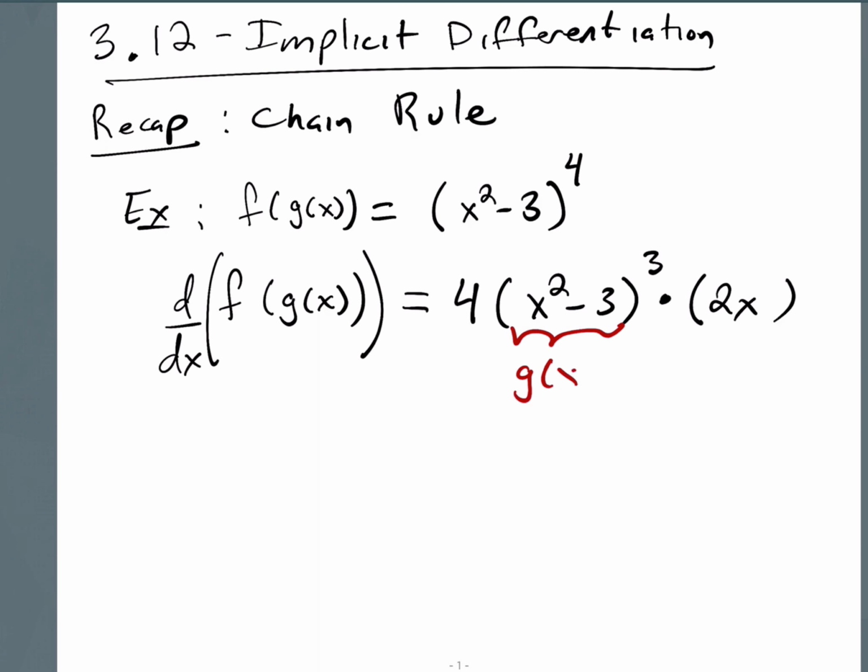The main thing I want to get across here is that this is g of x, and this right here is g prime of x. Notice how when you do the chain rule, you leave the inside where it is, and then you multiply it times its derivative.